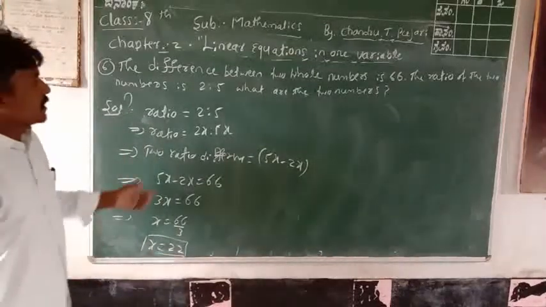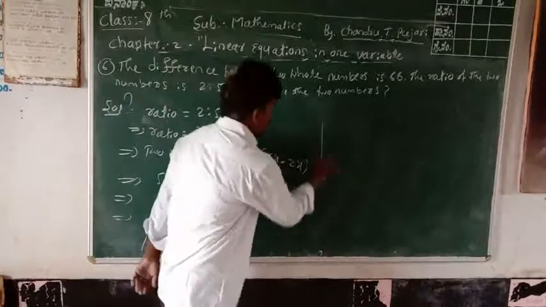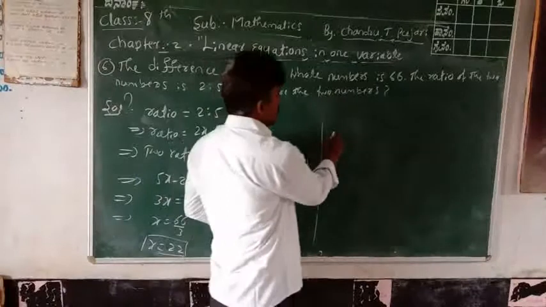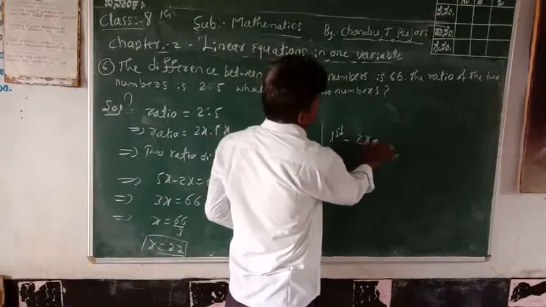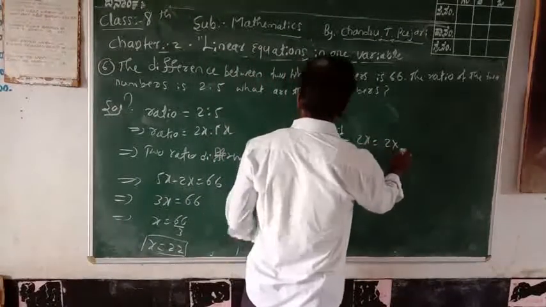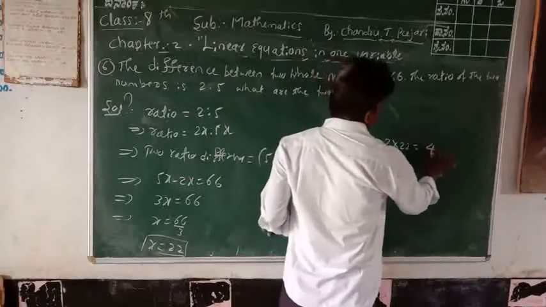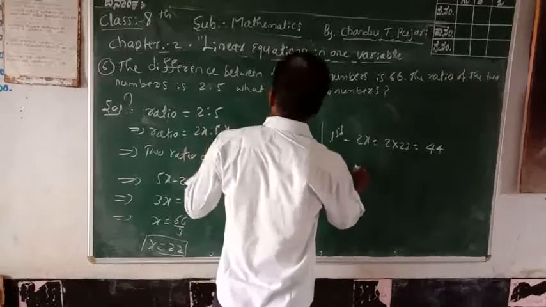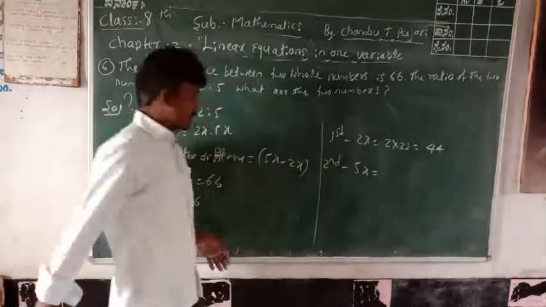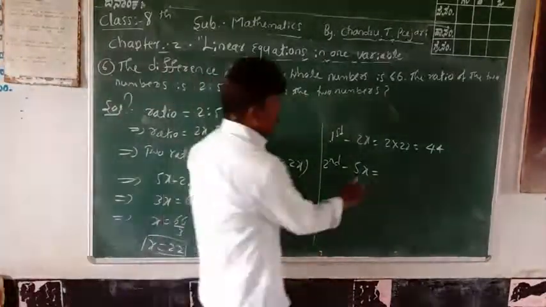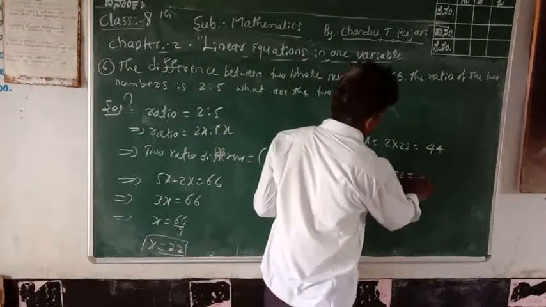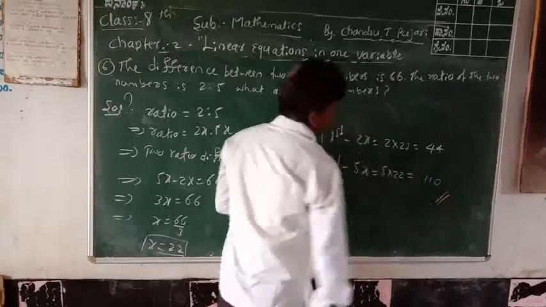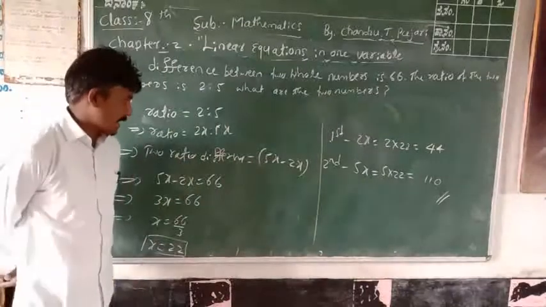Our question is, what are the two numbers? The first number is 2x, 2 into x. The x value is 22, therefore the first number is 44. The second number is 5x, and the x value is 22. 5 into 22 is 110. This is your second number.